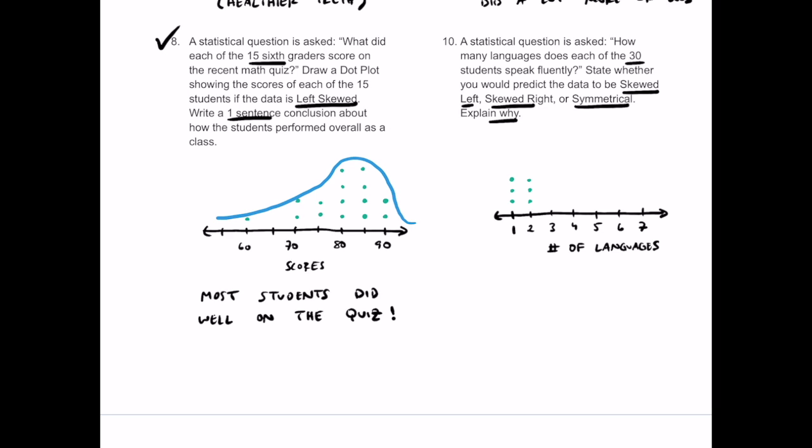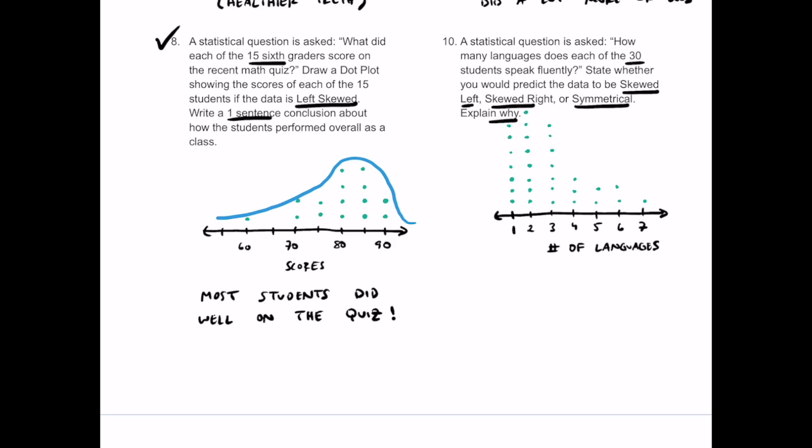So let me go ahead, 1, 2, 3, 4, 5, 6, 7, 8, 9, 10, 11, 12, 13, and 14, 15, 16, 17, 18, 19, 20, 21, 22, 23, 24, 25, 26, 27, 28, 29, 30. Okay, something like that.